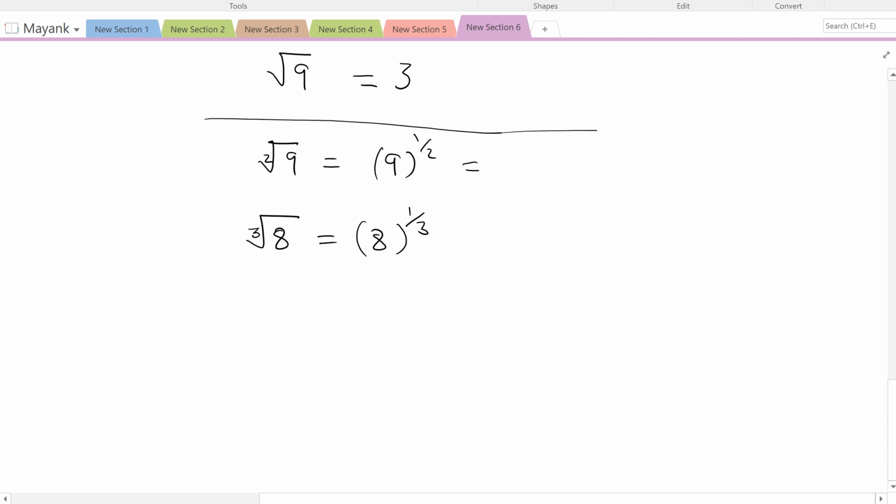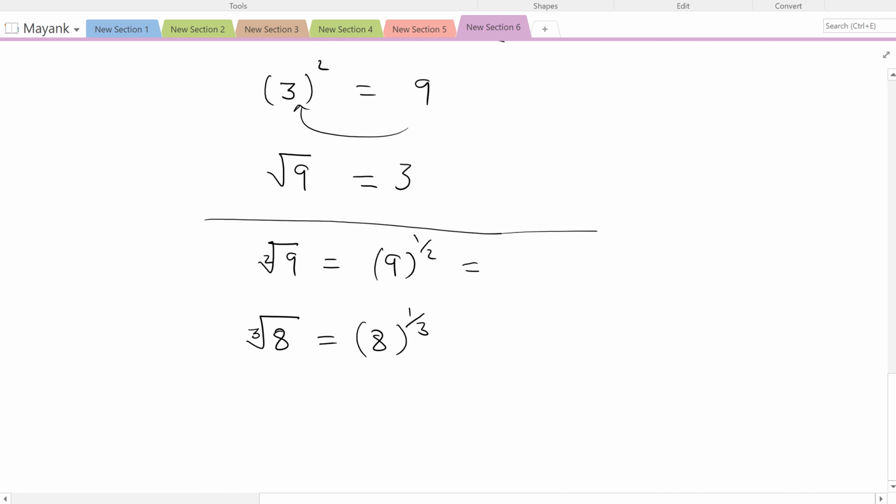Now 9, you know that 9 is 3 squared, right? So I replace 9 by 3 squared inside the bracket. Now that bracket stays there. The power is 1 over 2. Now the next thing, the powers multiply. The powers multiply always. There's a power and then there's another power. Whenever you have a bracket and a second power, third power, they always multiply.